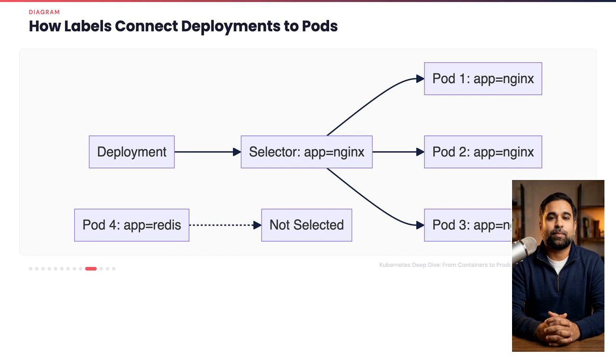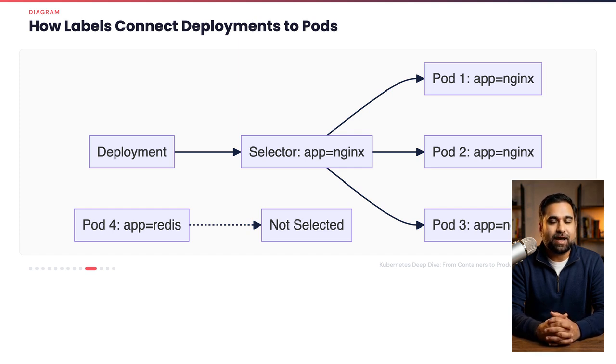It creates a new replica set, starts pods with version 1.1, waits for them to be healthy, then gradually terminates version 1.0 pods. At no point does your total capacity drop significantly. Users experience zero downtime. If version 1.1 has a critical bug, you can roll back with a single command, and Kubernetes reverts to the previous replica set. Companies like Netflix deploy code thousands of times per day using exactly this pattern.